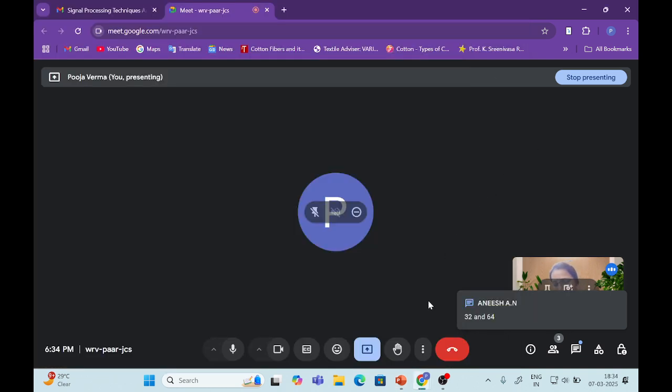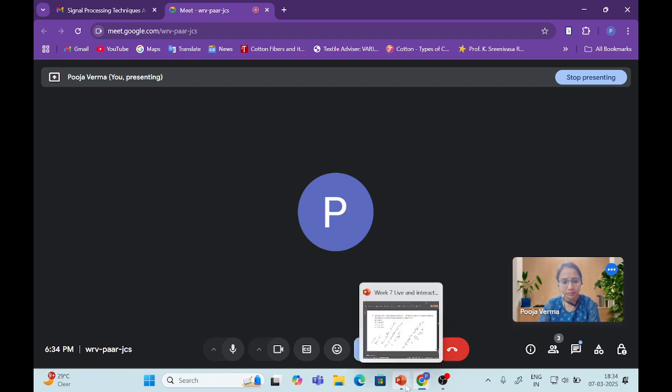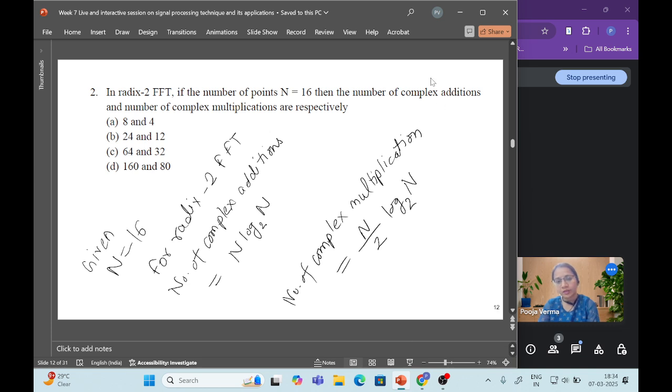32 and 64. Okay. That is, n is 16, the log base 2 of 16. So 16 log base 2, it can be written as 2 to the power 4, so log base 2 of 2 to the power 4 will be 4. So 16 into 4. So how many? 64. So total 64 complex additions are required.